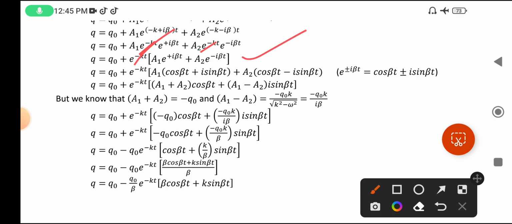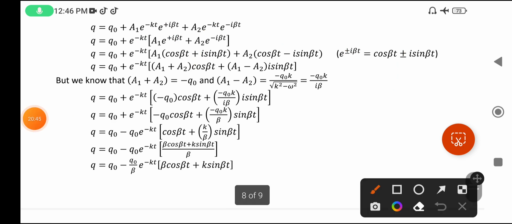But we know the exponential formula: e power of plus or minus i beta t can be written as cos beta t plus or minus i sin beta t. If it is plus, take the plus term. If it is minus, take the minus term. So here we have the plus term and the minus term. So first write with a plus and next with a minus.